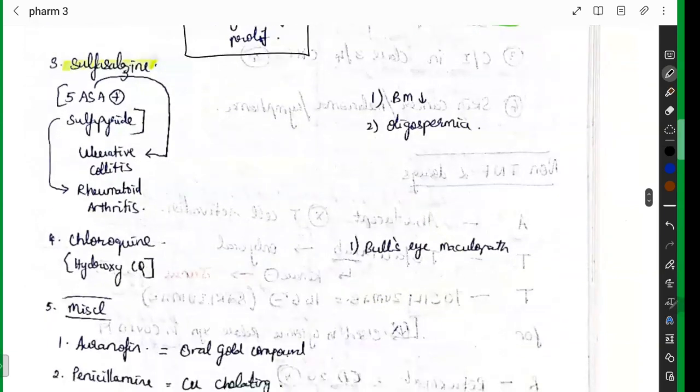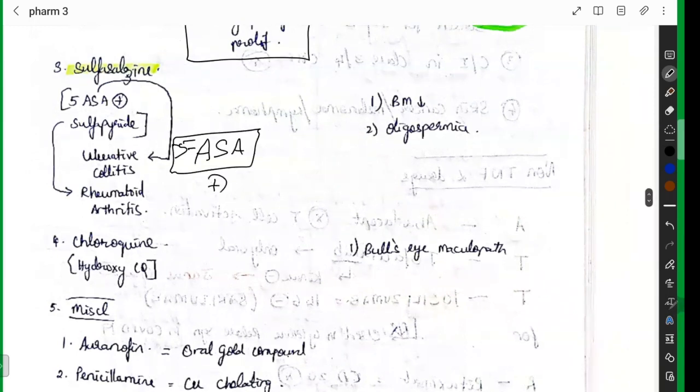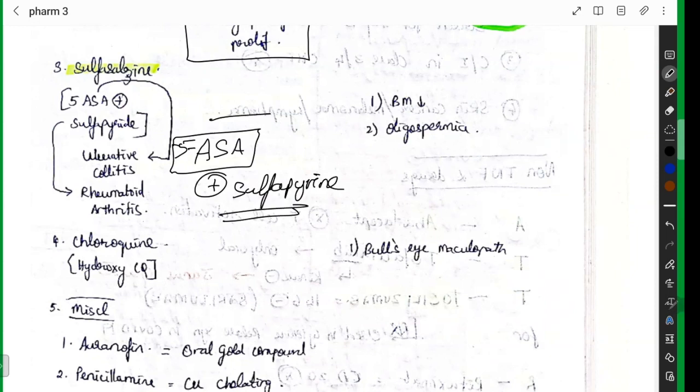The third one is sulfasalazine. Sulfasalazine is not given as such. Usually you give it as 5-ASA, which is the active component in sulfasalazine. Along with 5-ASA, you have sulfapyridine. So 5-ASA plus sulfapyridine is what is present in sulfasalazine drugs.